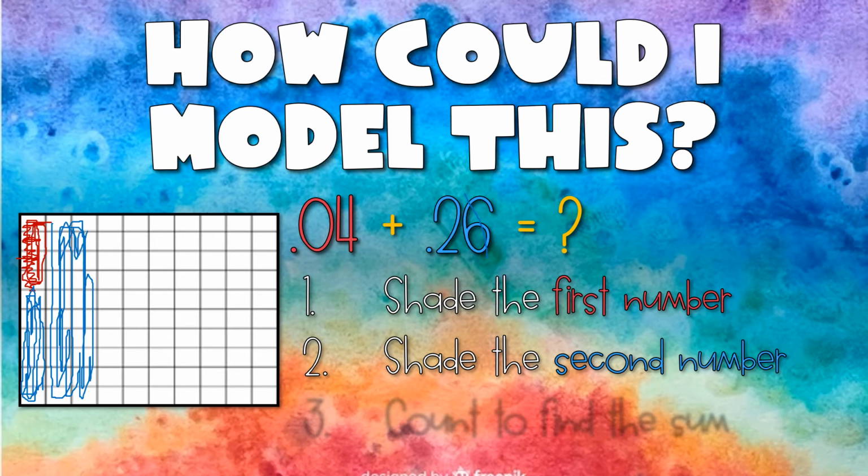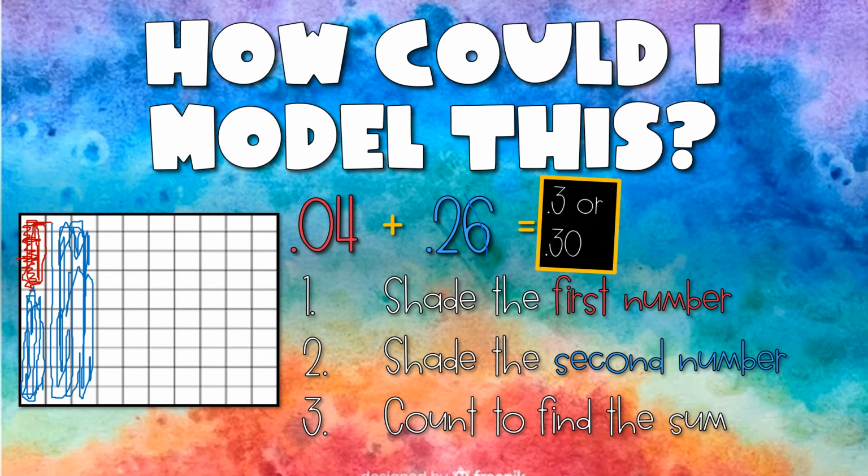All right. So the last step is to count the unit cubes or the small cubes to find the sum. So I have 1, 2, 3, 4, and then I can say 4 plus 6 is 10, 20, 30. So you could say it as 3/10 or 30 hundredths. Either one would be an appropriate way to model that equation.